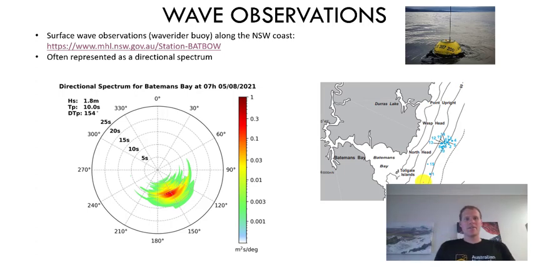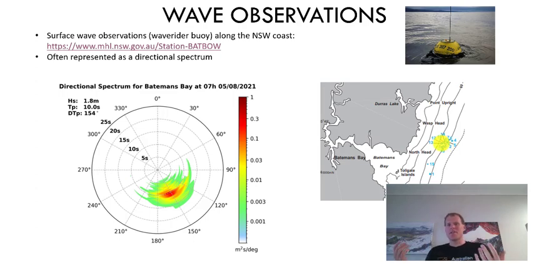So waves are relatively well observed, and the way that's done is something called a wave rider buoy. There's an example of one in the picture here. There's one deployed, in fact, just off the coast of Bateman's Bay, and you can see that here. It's just a little bit to the north of Bateman's Bay, outside the heads.